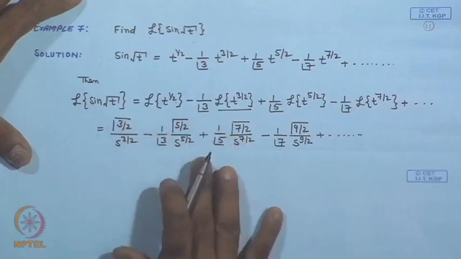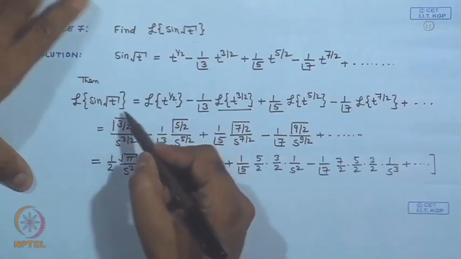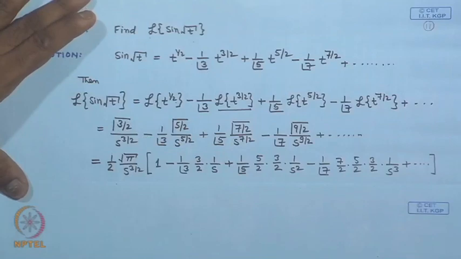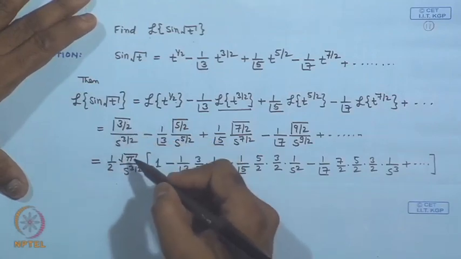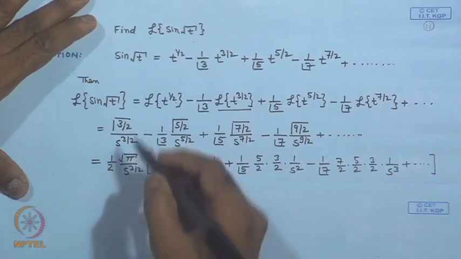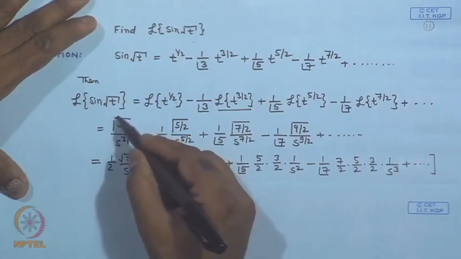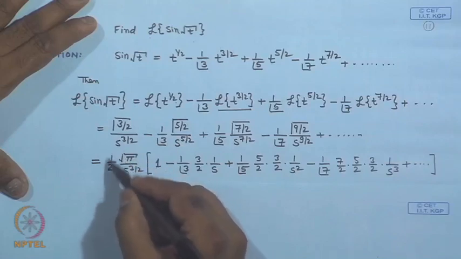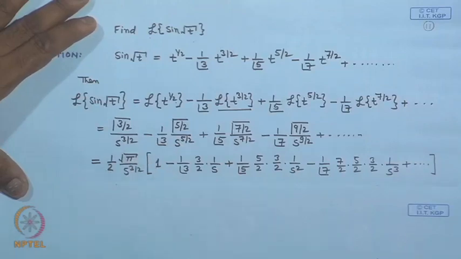Now, let us take this common. So, what exactly is this? The gamma 3 by 2 is half gamma half, so it is half square root pi. So, half is here, and the square root pi, and s to the power 3 by 2. So, we are taking this term out of this series.